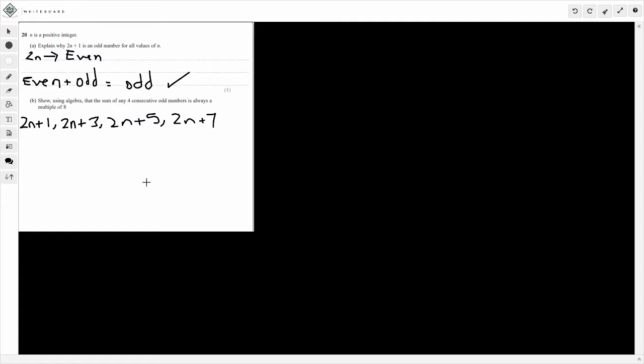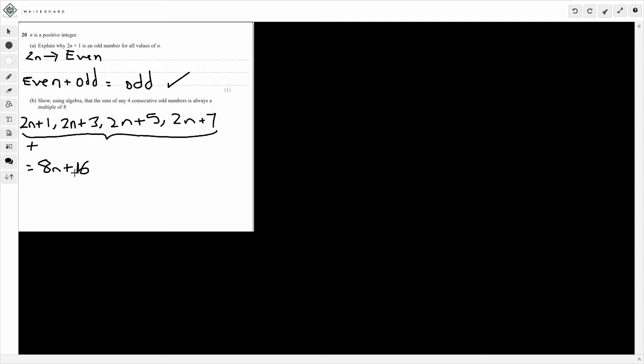So we need to add all these up together now, right? So 2n plus 2n plus 2n plus 2n, well, that gives me 8n. So summing these up, if we add all these, what do we get? That's going to give me 8n. And now I've got 1 plus 3, so 4 plus 5 is 9, plus 7 is 16. So I get left with 8n plus 16.